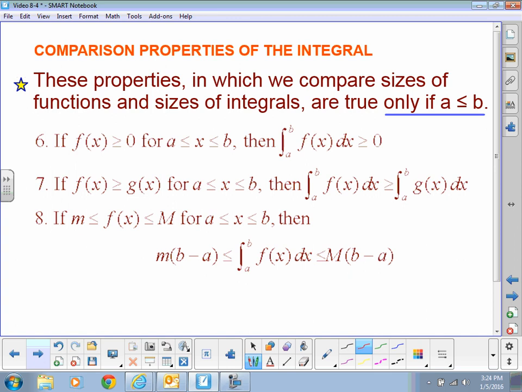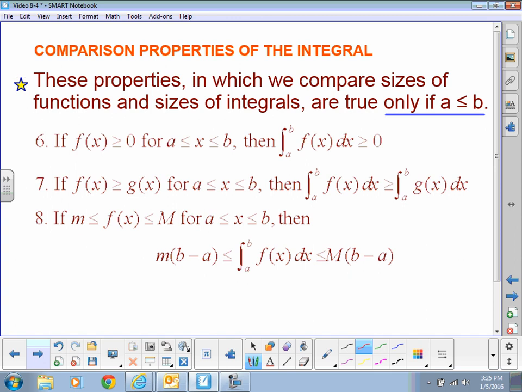Our first one is saying if our function is positive on our interval from A to B, so basically it's above the x-axis, then our integral has to be greater than or equal to 0. Well, that makes a lot of sense. If your graph is always above the x-axis, we know when you're above the x-axis, that area is positive. So if the graph is always above the x-axis, there's no way it can possibly be negative. It would need to go below the x-axis to be negative.